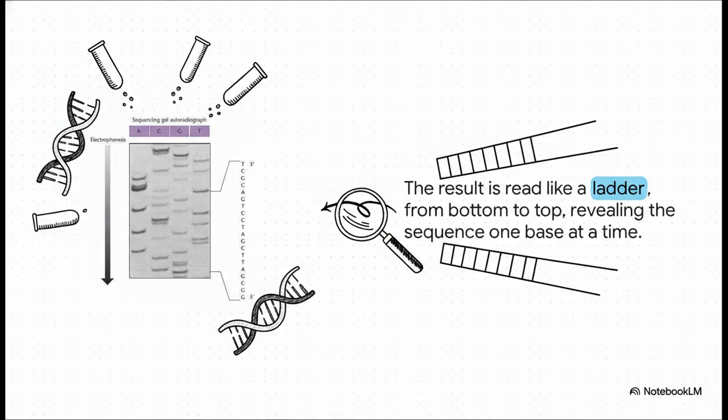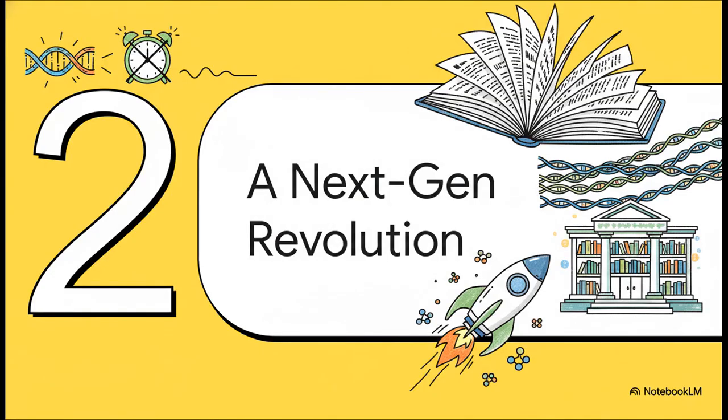And what you get is this beautiful ladder. The smallest piece is at the very bottom, the next smallest is just above it, and on and on. By looking at which lane each rung of the ladder is in, from bottom to top, you can literally read the DNA sequence, one letter at a time. It's just genius. Now, Sanger sequencing was a revolution for sure, but it had a huge problem.